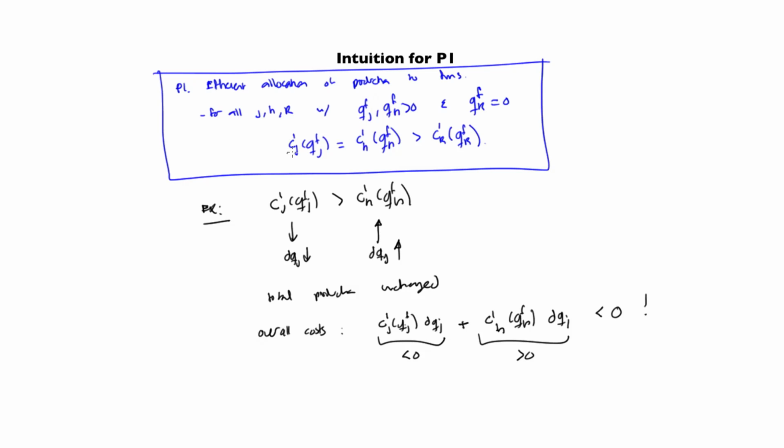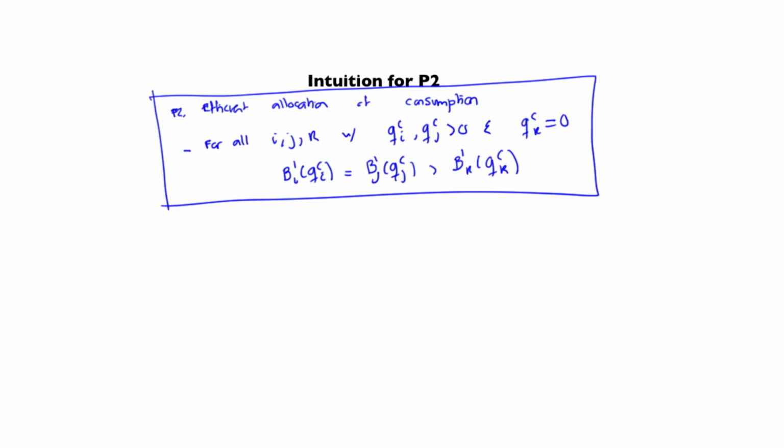In other words, if this condition is not satisfied, we can reshuffle production around on the margin to decrease total cost of production. Now let's see the intuition for why the second property, which is the efficient allocation of consumption, has to hold. So I have, for your convenience, rewritten the condition again, and let's see why. So for example, suppose that we have a situation in which this is violated.